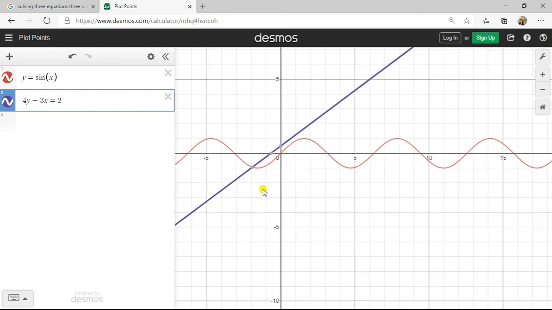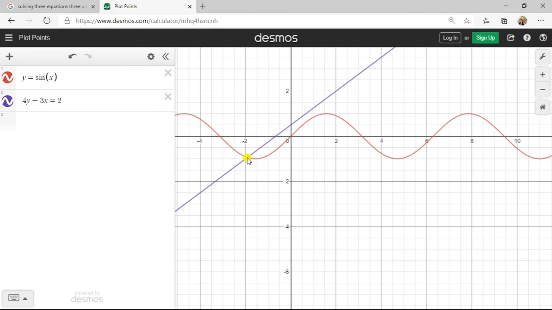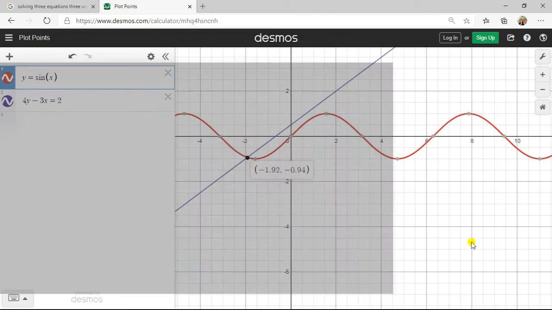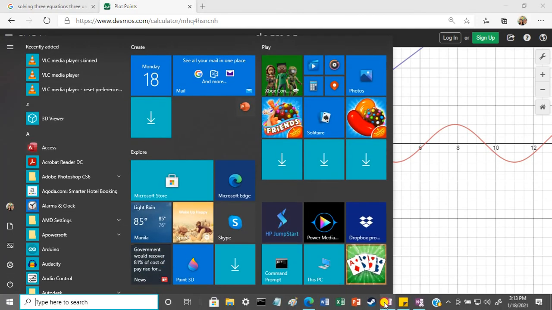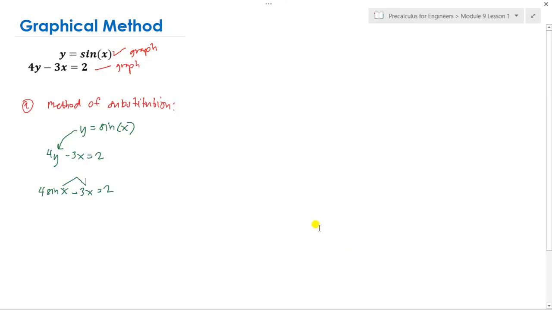As you notice, class, it intersects in quadrant 3. The point of intersection is negative 1.92 and negative 0.94. So the line intersects the sine wave, and at the intersection we get the values of x and y, therefore the solution comes from the intersection.